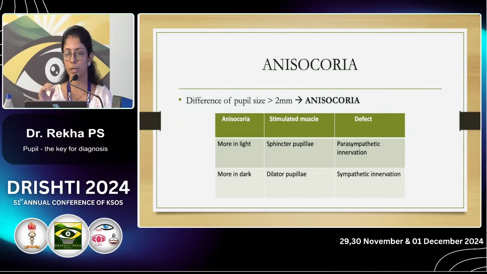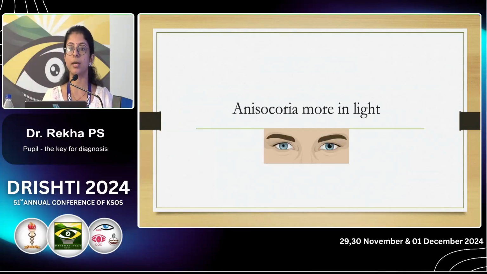So when you shine a torch in light, normally the pupil should constrict. If it is not constricting properly, that means the parasympathetic pathway is at fault. And if the anisocoria is more in dark, that means the sympathetic pathway is at fault. So first we'll see conditions which can cause anisocoria that is more in light.